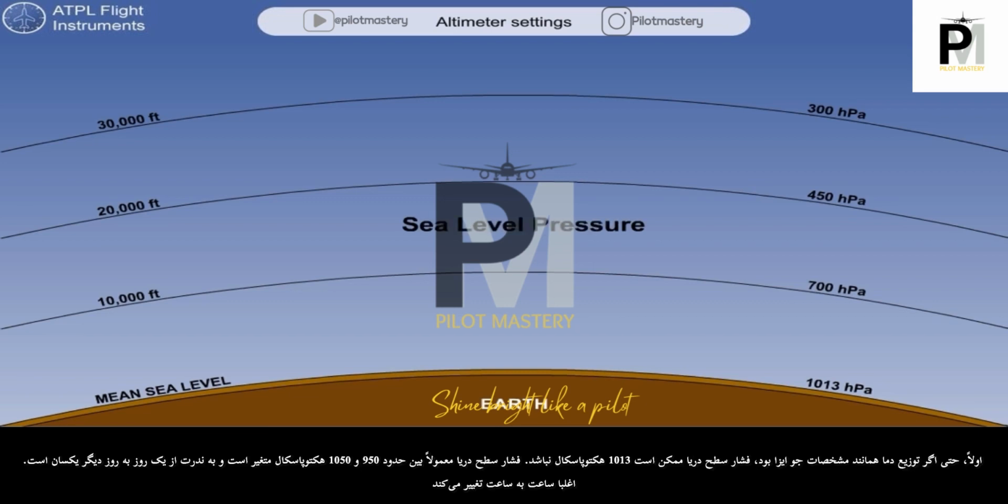Firstly, even if the temperature distribution as you climbed were precisely as specified in ISA, the sea level pressure might not be 1013 hectopascals. Sea level pressure usually varies between about 950 and 1050 hectopascals, and is seldom the same from day to day. It often changes from hour to hour.